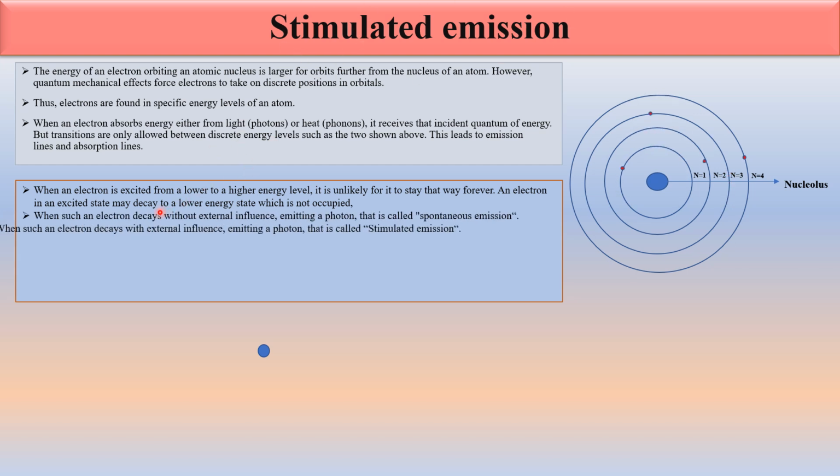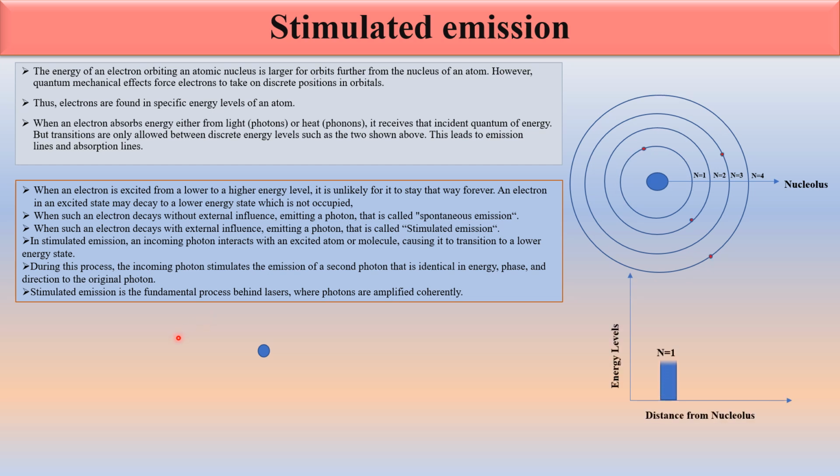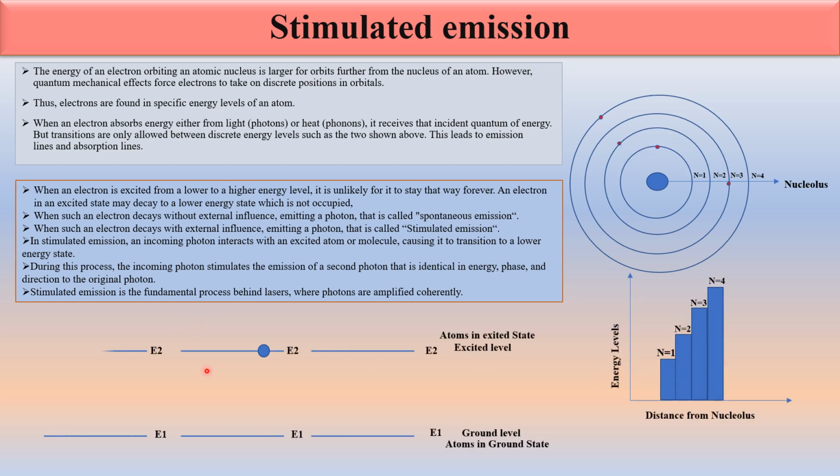What happens when an electron is excited from a lower to a higher energy level? It is unlikely for it to stay there forever. Let's understand this by the diagram. This is the lower energy level. This is the higher energy level. When the electron moves from the lower energy level to the higher energy level, it does not stay in the higher energy level forever, because every system wants to be in a stable state. So the electron moves from the higher energy level to the lower energy level by emitting a photon, which is called spontaneous emission.